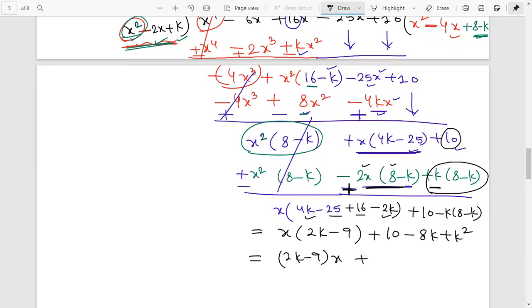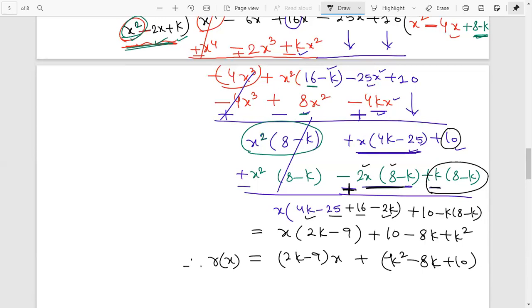x plus, in decreasing power of k, k square minus 8k plus 10. Actually this was a remainder, so this was basically the remainder r(x). So r(x) we can write as 2k minus 9 into x plus k square minus 8k plus 10. This is the remainder value. Everyone understood?